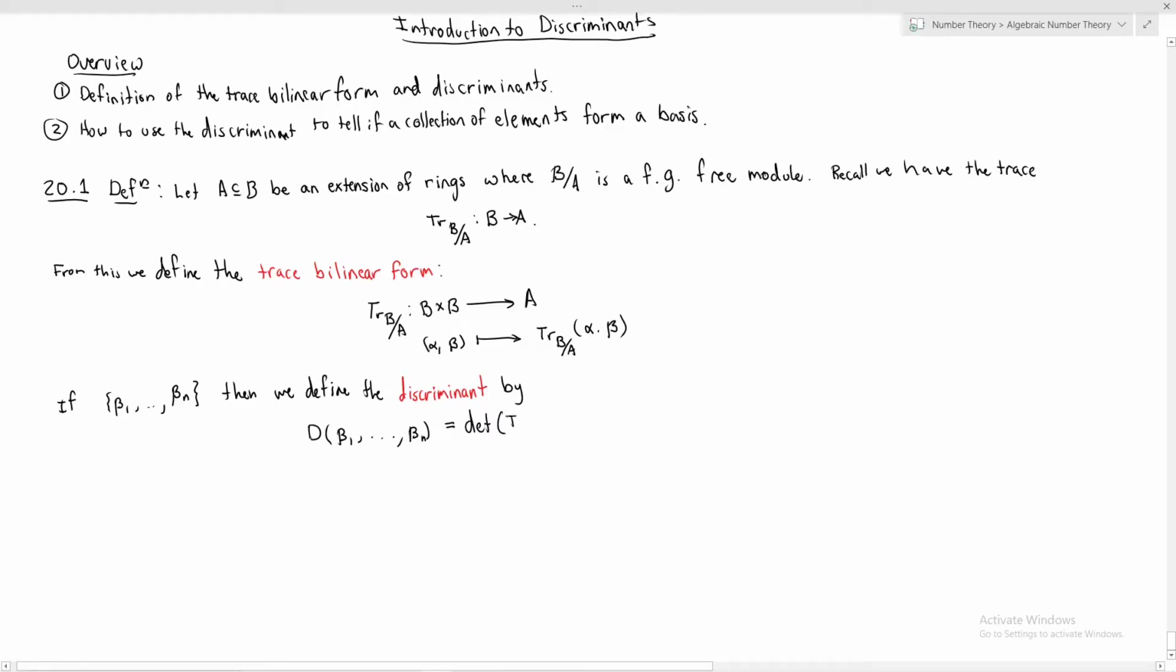The discriminant is the determinant of the trace, the determinant of the Gram matrix, basically, with respect to these beta sub i's. Now, these beta sub i's don't actually have to form a basis, so it's probably not really proper to call this the Gram matrix, but it's the determinant of this matrix. And it turns out that the determinant of this matrix tells you a lot about the properties these beta sub i's hold. Okay.